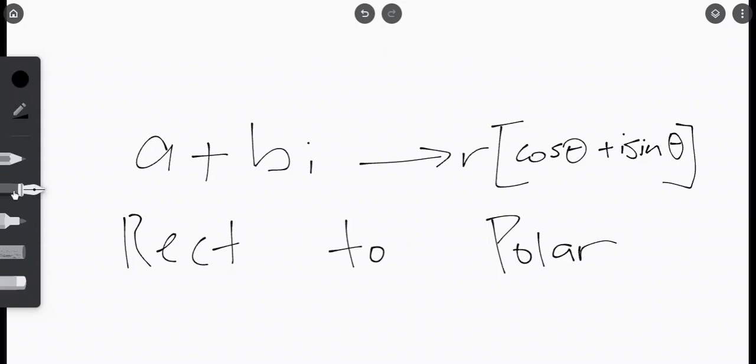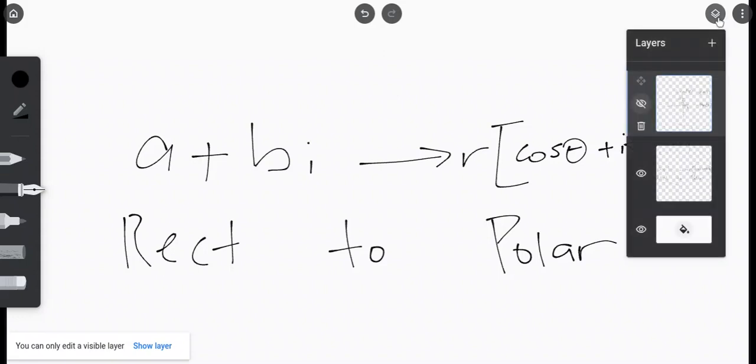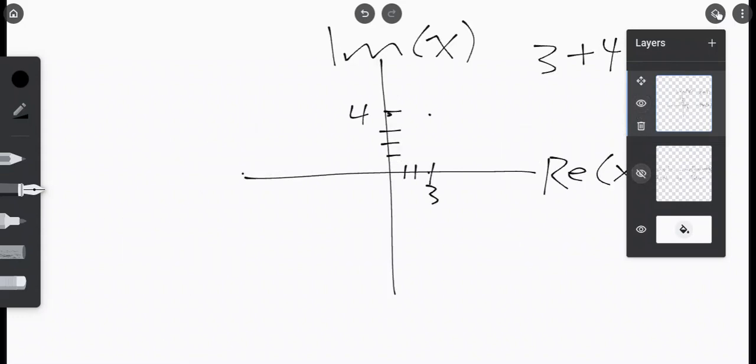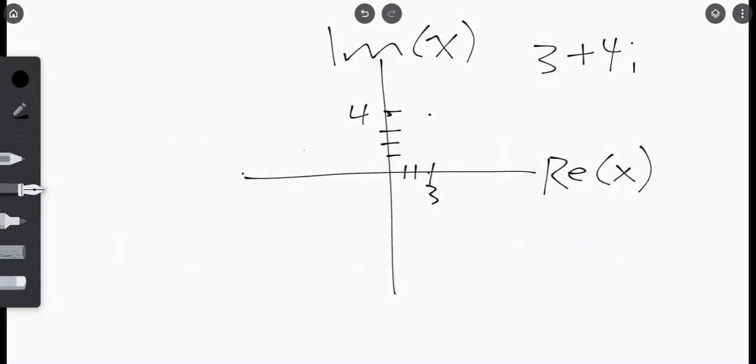In this video, we'll talk about how to convert a complex number in rectangular form, a plus bi, to polar form, which is r times cosine of theta plus i sine theta. And in both cases, i is the square root of -1. To understand what polar form is, we will first need to look at the complex plane, which is drawn here.